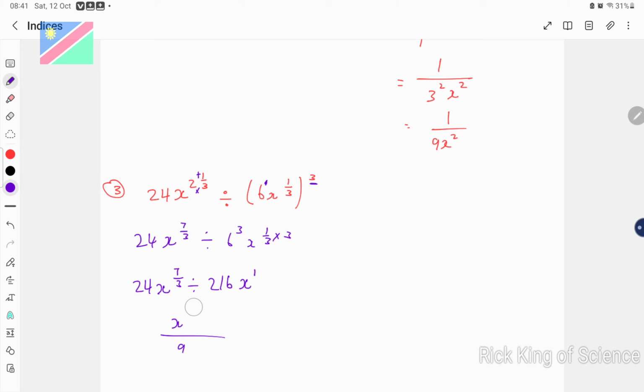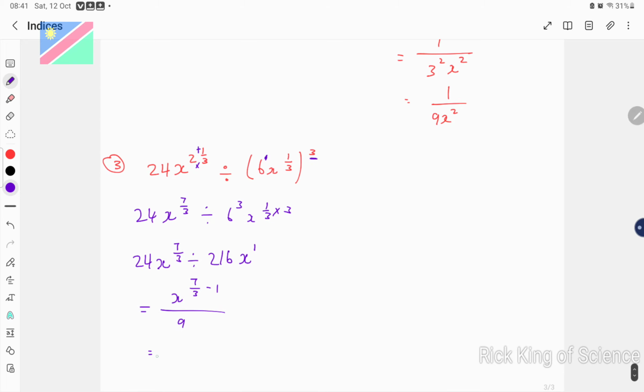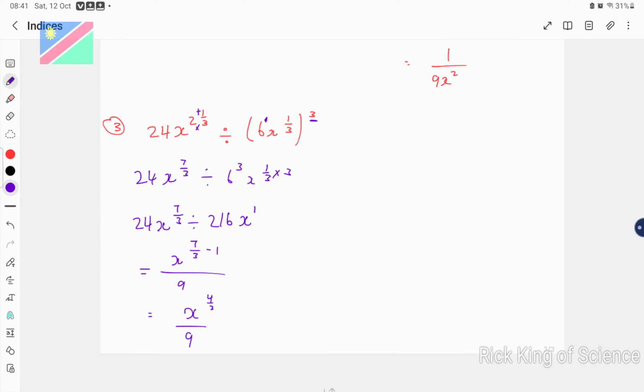7 over 3 minus 1. We all know it's 2.5, that one. Or let's say 4 over 3. So our final answer will be x power 4 over 3 over 9. We know there's an invisible 1 here, but we don't write it. That's our answer. So consult the YMX textbook, and if you don't have this book, it's important that you get one.